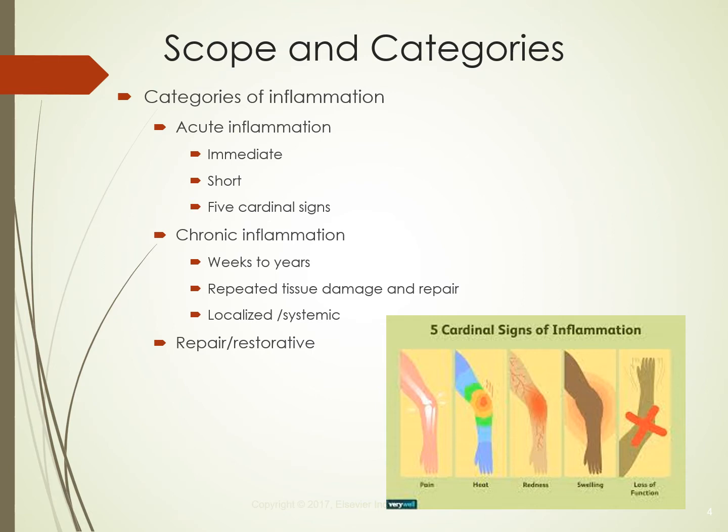Acute inflammation is immediate and short, and there are 5 cardinal signs, which are pain, heat, redness, swelling, and loss of function. Chronic inflammation can be weeks to years. Repeated tissue damage and repair can be localized or systemic. And then there's the repair restorative category.